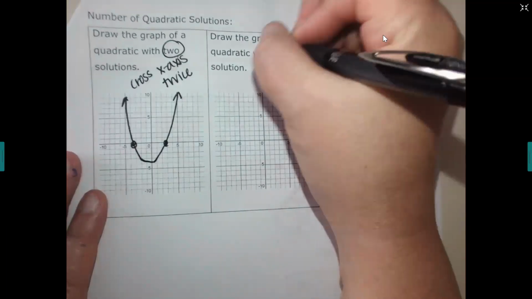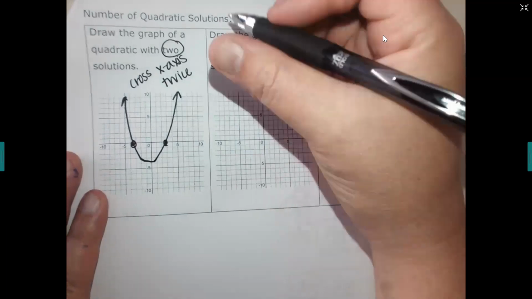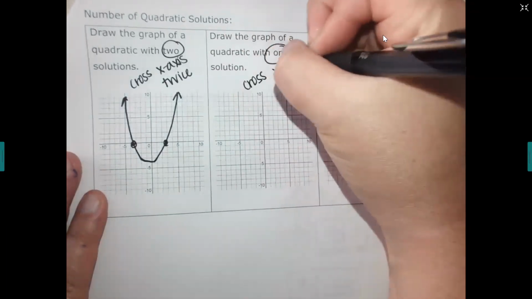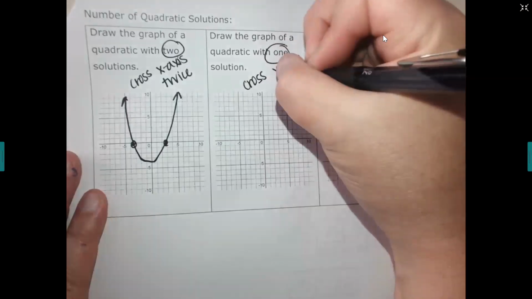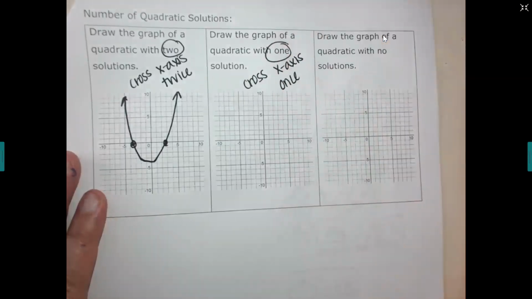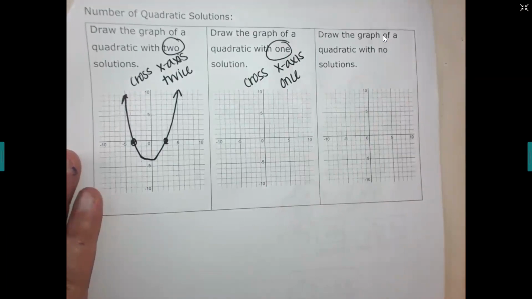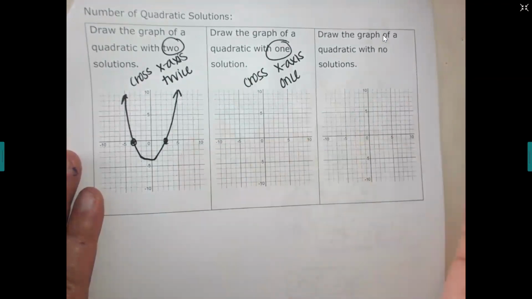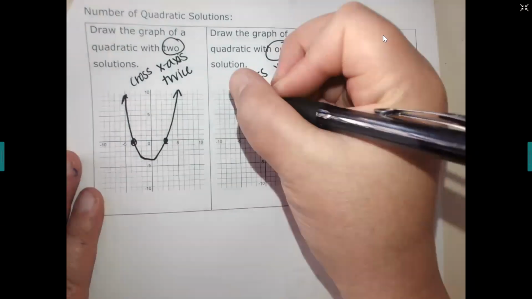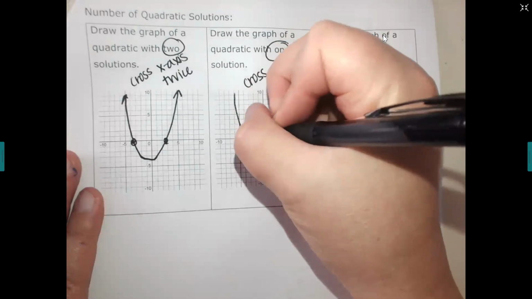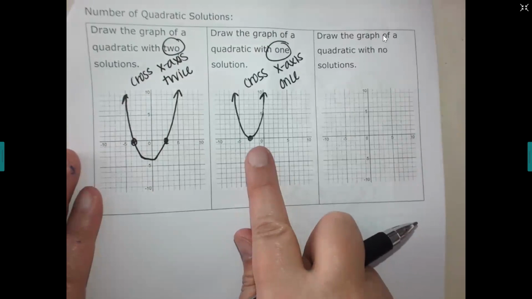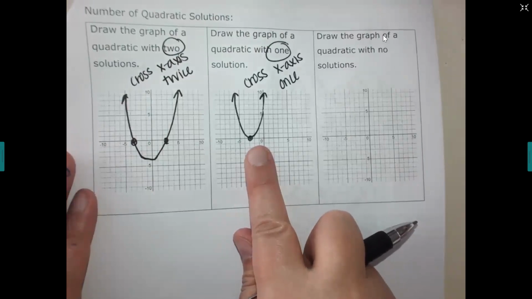Now, what if I want only 1 solution? Well, then I need to make sure that I only cross the x-axis once. And the only way to do that is when you have a double root, like that question that we just looked at. So if I want to just touch the x-axis once, I'm going to just kind of like, boop, touch it, and then go back up. So that you only end up with 1 intersection with the x-axis.